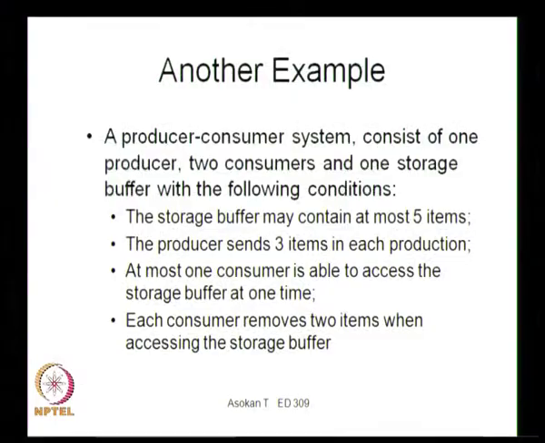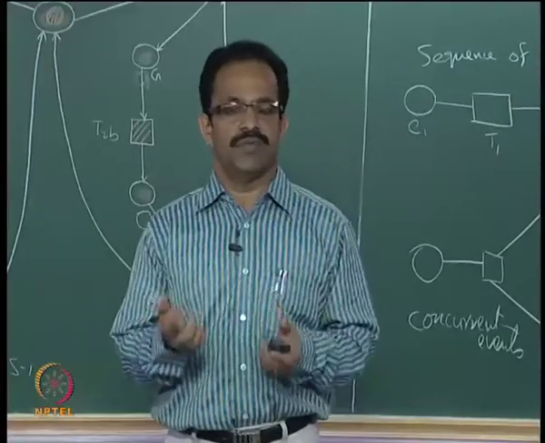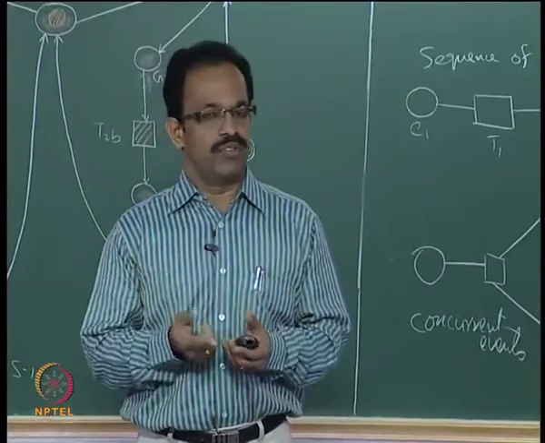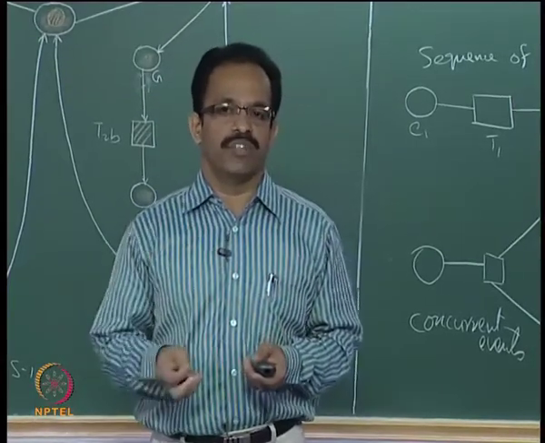So the conditions for this are: the storage buffer may contain at most 5 items, so the storage buffer cannot have more than 5 items. The producer sends 3 items in each production, so whenever the producer makes one production, it will have 3 items. At most one consumer is able to access the storage buffer at one time, and each consumer removes 2 items when accessing the storage buffer. So whenever a consumer accesses the storage buffer, he can take 2 items, but only one consumer can access it at one time, and one producer can produce 3 items at a time, and the storage buffer has a maximum capacity of 5.